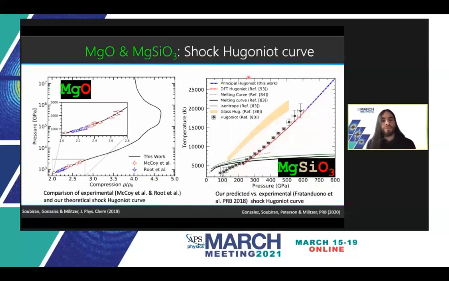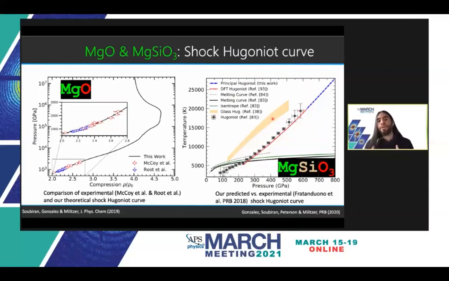In the case of MgO and MgSiO3, you can see here that the Hugoniot curve we predict is in remarkable agreement with the available experiments that go even up to 3,000 GPa in the case of MgO. For the case of MgSiO3, there's also very good agreement up to 600 GPa and 20,000 Kelvin.